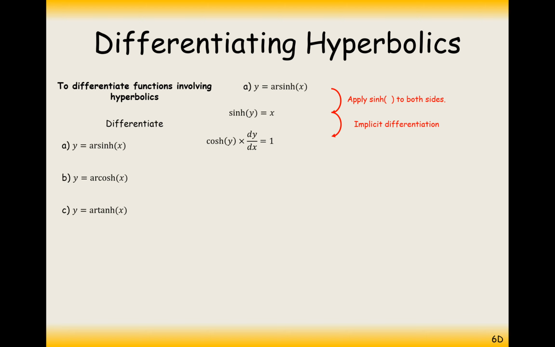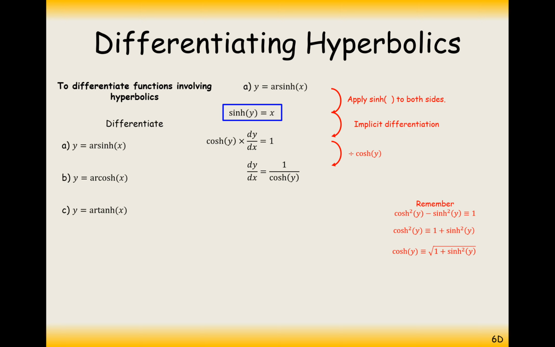Let's move the cosh y onto the other side by dividing by it. So the answer is dy by dx equals 1 over cosh y. But we don't generally like to have cosh y as our final answer. We like it in terms of x again. So let's just remember then that cosh squared y minus sinh squared y is equal to 1. That's an identity that is always true. And then if we rearrange that a little bit, we get cosh y is identical to the square root of 1 plus sinh squared y.